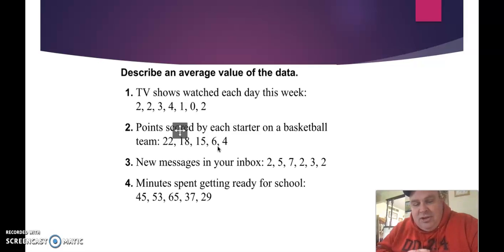Now, how many new messages do you get in your inbox each day? Well, number 3, you add up 2, 5, 7, 2, 3, 2, and you will get 21. Divide that by 6. Mr. D, 6 doesn't go into 21. Oh, yes, it does. This is when you have to start using decimals, dropping zeros. Come on, you remember how to do this. Let's not get lazy here. 21 divided by 6 would be 3.5. 3.5 messages per inbox would be the average.